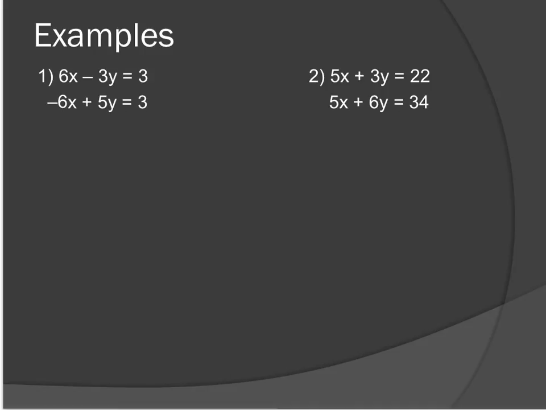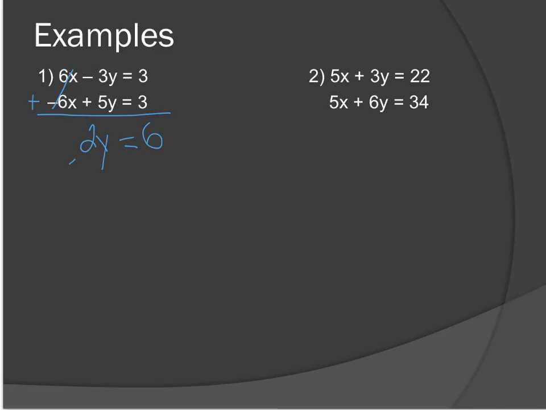If you look at example 1, you'll notice that the x's are lined up, the y's are lined up, and the equal signs are lined up. So therefore, we can use the elimination method. You might also notice that the x's have the same coefficient, just opposite signs. So if I add these two equations together, 6x plus negative 6x is 0, so that eliminates. Negative 3y plus 5y is 2y, and 3 plus 3 is 6.